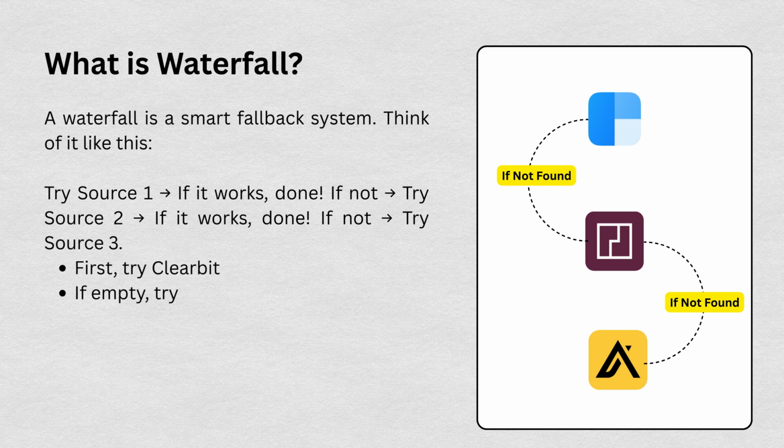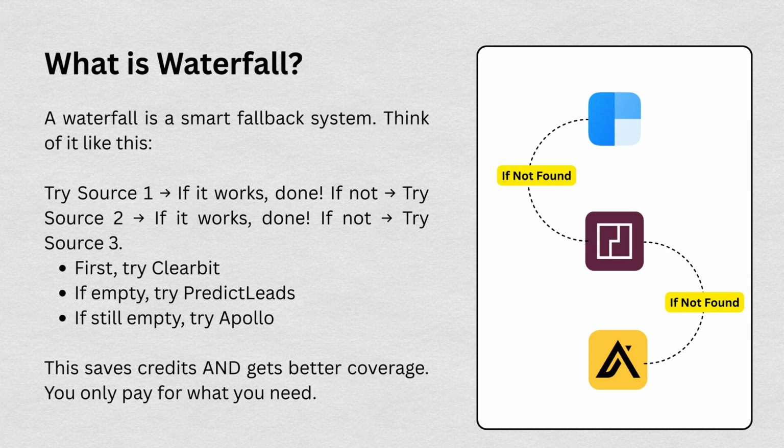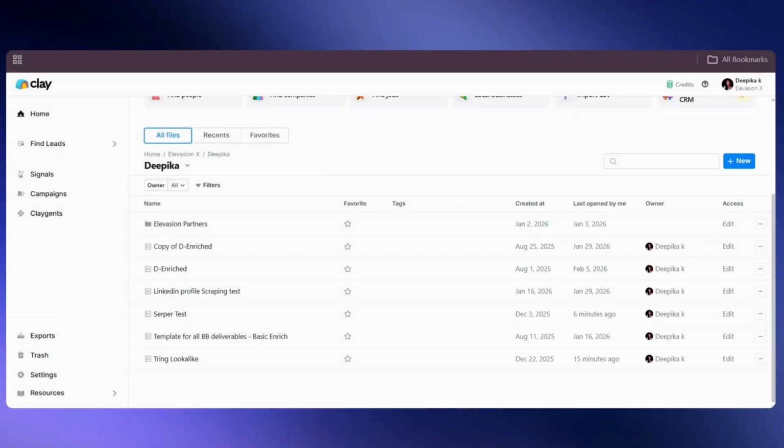For example, if we need to find a company domain, we can start with Clearbit. If empty, try Prediclates. If still empty, try Apollo. This saves credits and gets better coverage. You will only pay for what you need. So without wasting any time, let's get started.